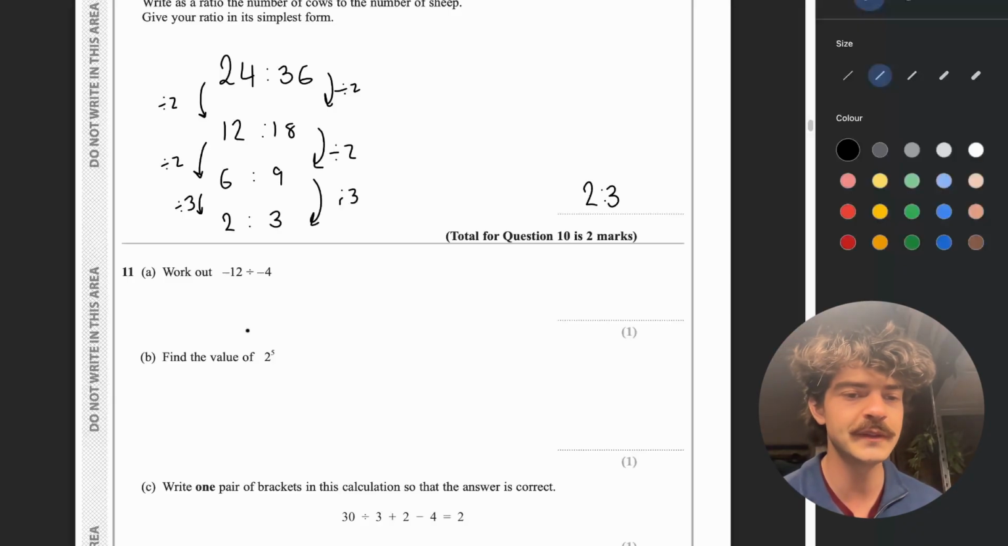Cool. Right, minus 12 divided by minus 4, double negative. So this is the same as 12 over 4, which is 3.